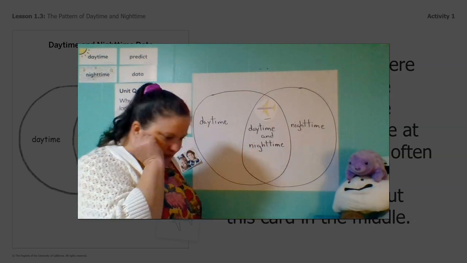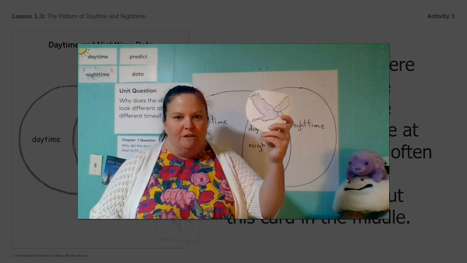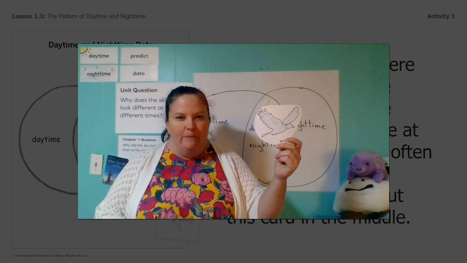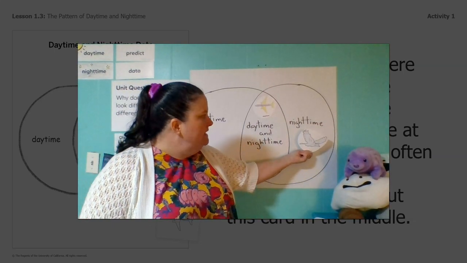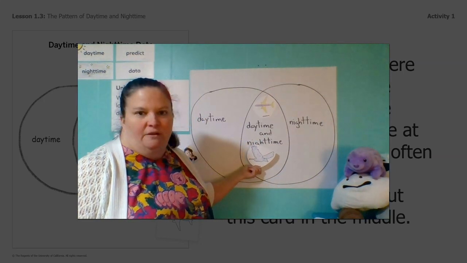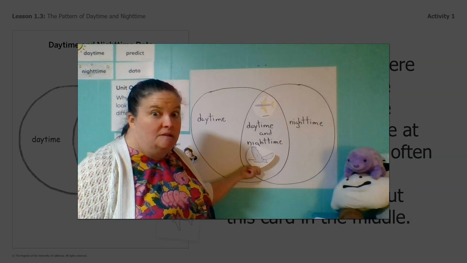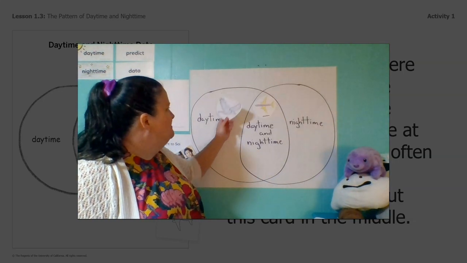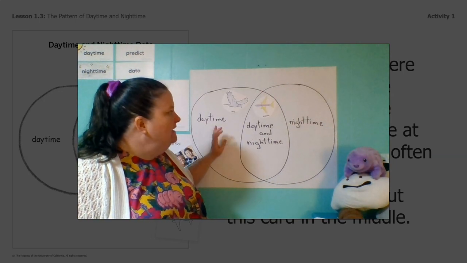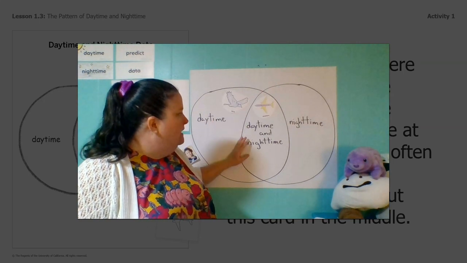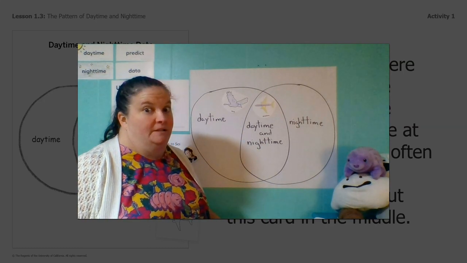Let's do another one. What about a bird? What do you guys think about birds? Do you see birds in daytime, nighttime, or both? What do you think? I think maybe we see birds mostly in the daytime, because even in the book, they did see birds, but they saw them early in the night, and I think the birds were maybe going to bed or something.